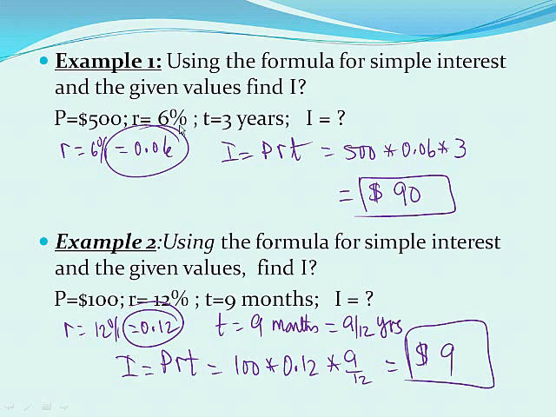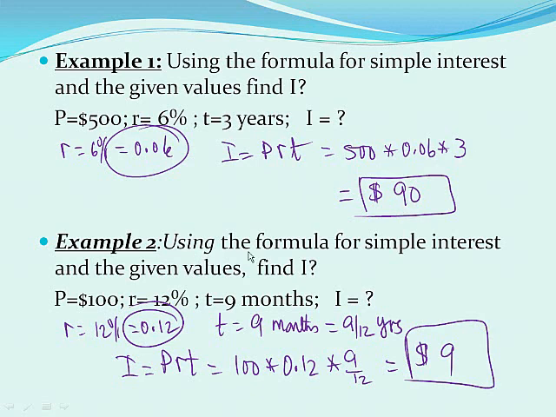Let's work out some examples. Using the formula for simple interest and the given values, find I. Principal is given as $500, rate is 6%, time equal to 3 years. What is I? So we convert 6% into a decimal, 0.06. T is given in years, so we can substitute directly in the formula: 500 times 0.06 times 3. So the answer will be $90.